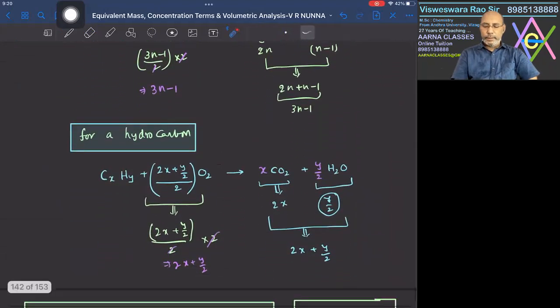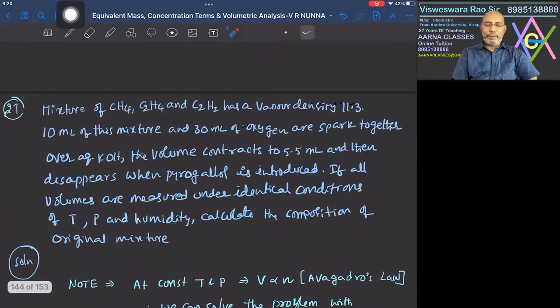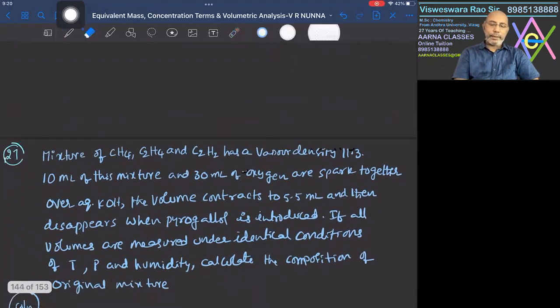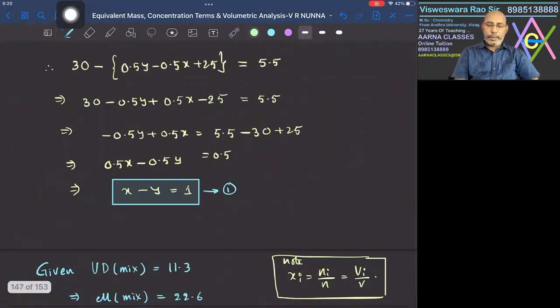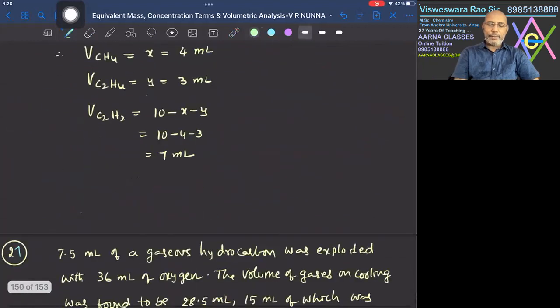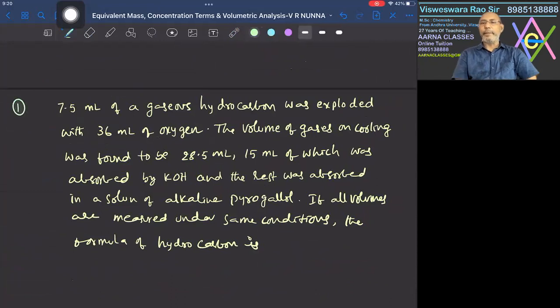Now I will solve the problems here. I have two problems, two different problems. So you see the first one. I will solve this problem so that you understand what I'm telling. This is the first problem I want to solve for eudiometry. In this case, they are giving some data, and you are supposed to identify the formula of the hydrocarbon. That is one model.